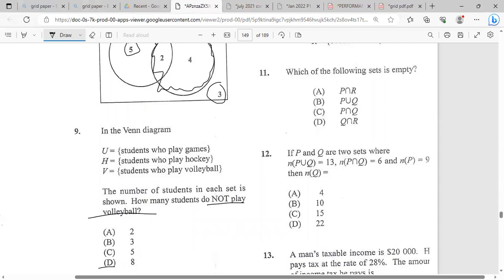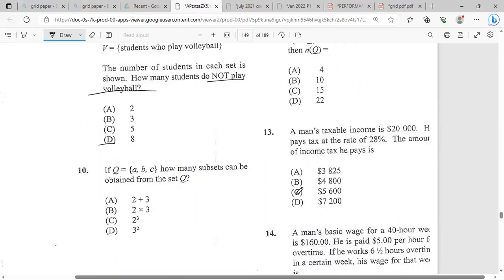Let's move on to number 10. If Q is equal to ABC, how many subsets can be obtained? Now, to get the number of subsets, it's 2 raised to the number of elements. So we have 1, 2, 3. So it's 2 raised to the 3. So that's C.